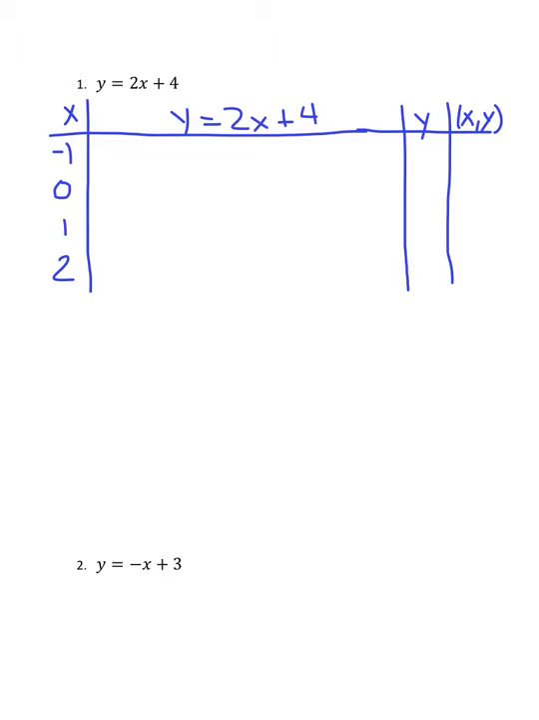Right, so we're going to take these values for x here, right? These are my x values. We're going to now plug them in to this equation so we can solve for y, right? So I'm going to do the math here in the middle.